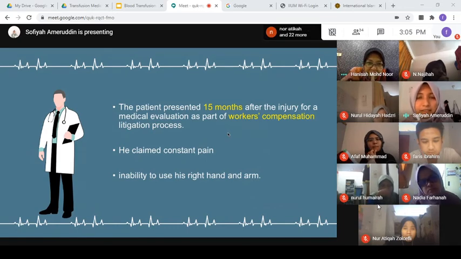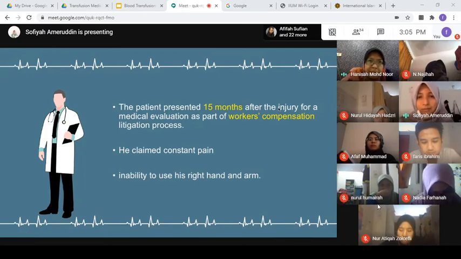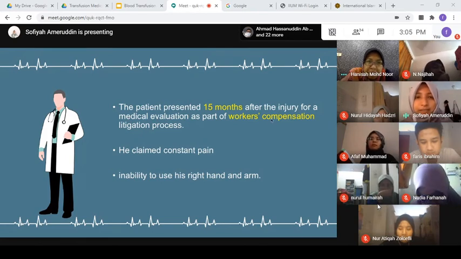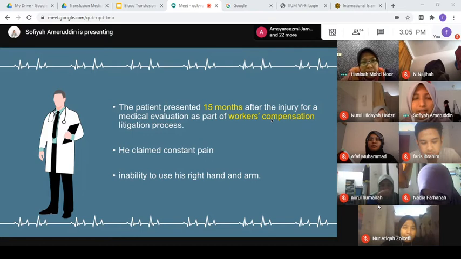So this is a medico-legal case, as part of the workers' compensation litigation process, because he wants to claim workers' compensation. During this presentation, he still claimed constant pain, and he was unable to use his right hand, with a limited range of movement.